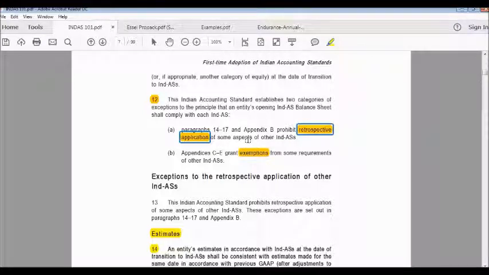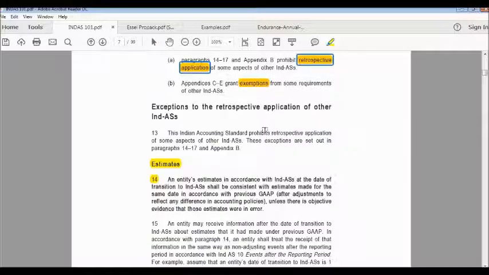Some aspects of other Ind AS say you have to apply those Ind AS, and for complying with them, you have to apply them retrospectively. But this Ind AS, paragraphs 14 to 17 and Appendix B, says you don't need to do the retrospective application into those requirements. So let's check out what paragraphs 14 to 17 and Appendix B say.